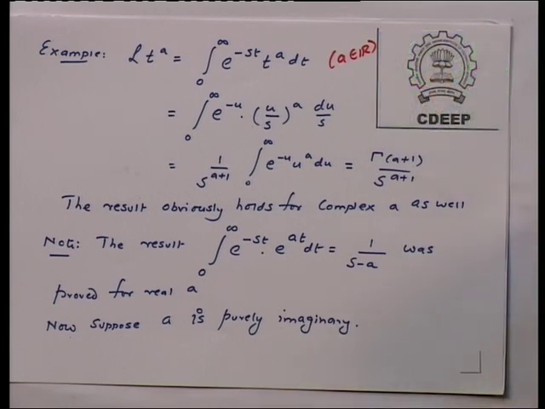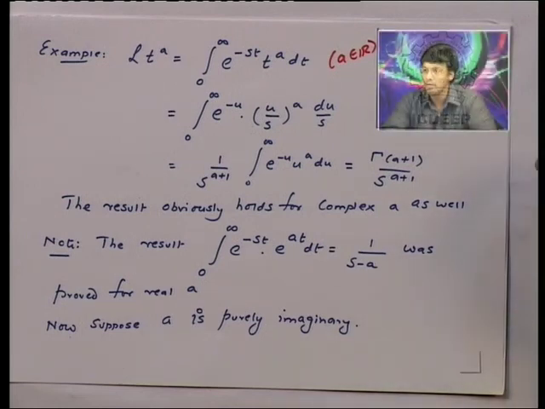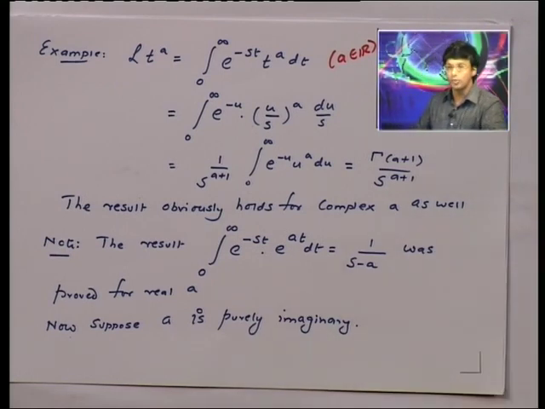Integral 0 to infinity e to the power minus st e to the power at dt. The Laplace transform of e to the power at is written down. Here how will you arrive at this answer, 1 over s minus a? Again the answer is 1 over s minus a. How do you get this? It is the integral 0 to infinity e to the power minus t into (s minus a), correct?